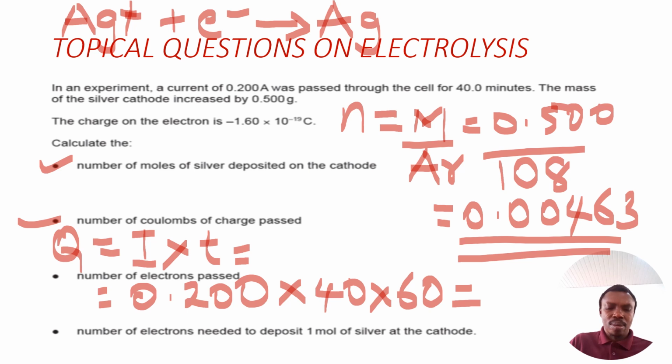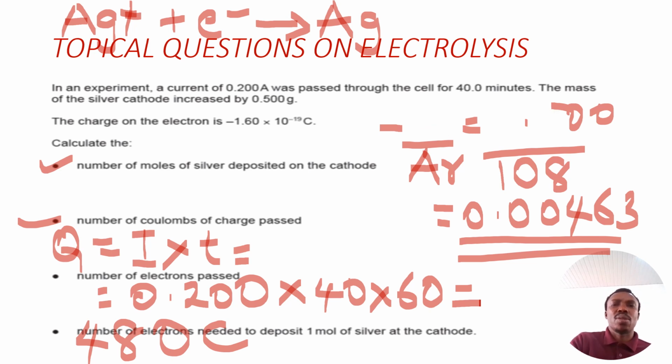0.200 multiplied by 40, multiplied by 60. We have to multiply by 60 to convert the minutes to seconds, which is the standard unit of time. So we'll have 480 coulombs. So the number of coulombs of charge passed is equal to 480.